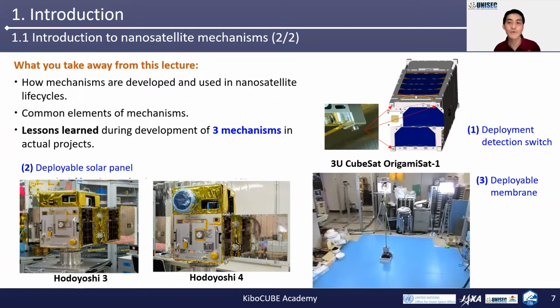The third example is a deployable membrane on OrigamiSat-1. This is a ground deployment test. A 1 meter by 1 meter membrane is deployed out of 10 centimeter by 10 centimeter by 10 centimeter storage volume. On the membrane, thin film devices can be attached throughout the membrane. This technology will be used to realize solar arrays or array antennas made of a membrane in the near future. Anyway, I will explain the mechanism development procedure taking these mechanisms as examples.